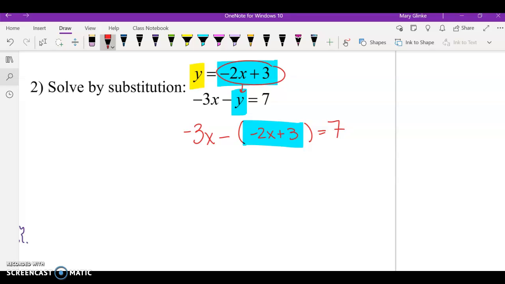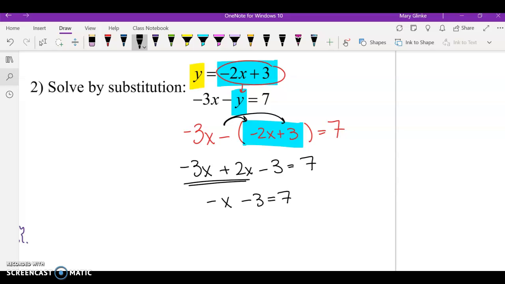I would highly recommend that when you plug this in, use parentheses, because you are now going to have to distribute any coefficient to whatever's in the parentheses. So you're going to get -3x, and then a negative times a negative becomes a positive 2x, and a negative times a positive becomes a -3 here. Once you have done that, now you can combine like terms and then continue to solve the equation for the variable. So we end up with x equals -10.